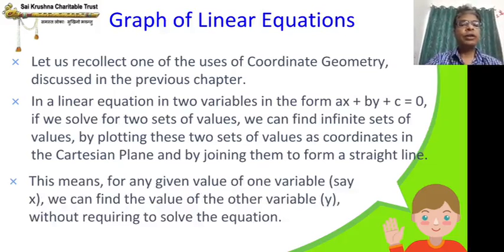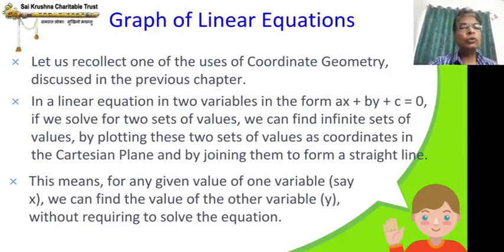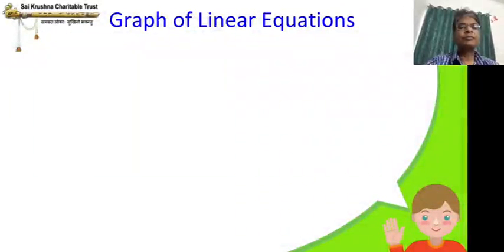This means for any given value of one variable, that is, if you know the value of x, then you will be able to know the value of y. So there will be infinite sets of values, and there is no need, every time, to assume a value of x and solve the equation, taking constants to one side and variables to the other side. All those things are not required. You only have to find two, but we will see in the next steps why we are taking a third one also. We will normally take 3 ordered pairs, and from that we can find infinite solutions of ordered pairs.